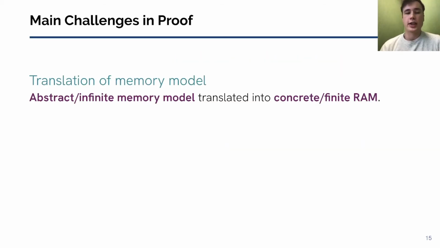So now just to look at some main challenges that we came across in the proof. The main difficulty in the proof was actually translating the memory model from a more abstract and infinite memory model that CompCert uses to a much more concrete and especially finite RAM that we then implement in Verilog using control signals to control the RAM. Some other difficulties were that we also need to translate the byte addressed memory model into a word addressed memory model for performance reasons.